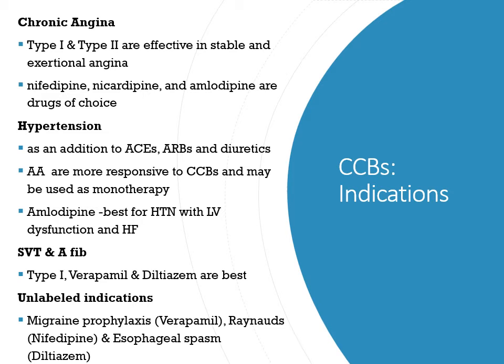So the indications for calcium channel blockers: they act on both sides of the supply and demand equation. They cause peripheral vasodilation and have a negative inotropic effect that reduces oxygen demand, but they also cause dilation of coronary arteries that increases the oxygen supply. So they're indicated in chronic angina, hypertension, SVT, and AFib.